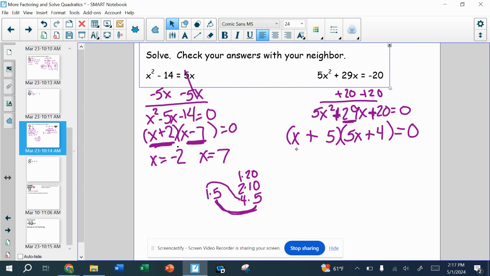So what makes this factor equal to 0? Well, x equals negative 5. I can show my work on this one. 5x plus 4 equals 0. Subtract 4. 5x equals negative 4, and then divide by 5. So x is negative 4/5. Or you could write that as a decimal, negative 0.8 if you wanted to.